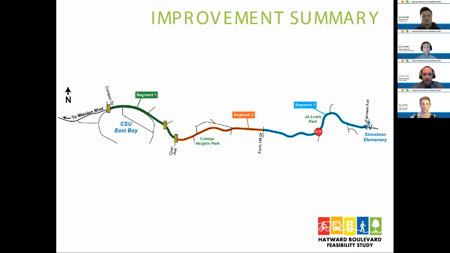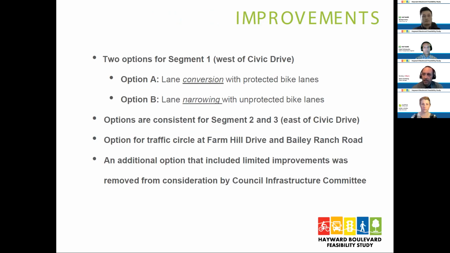And so I'll be referring to segments 1, 2, and 3 at a couple different points in the coming slides. Next slide. So in terms of the improvements, we have 2 different options for segment 1, and again, that's west of Civic Drive to Campus Drive. Option A is we actually take a travel lane and we put in protected bike lanes, and we'll talk about what this will look like here in a second.